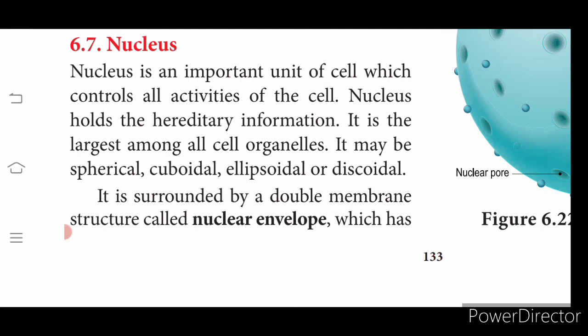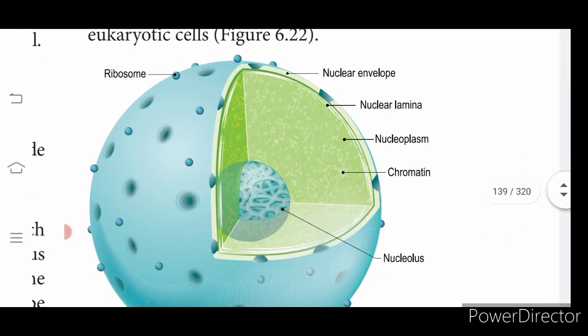It is a thread-like structure. It condenses, becomes thicker to form the chromosome. This chromosome will have genes. These genes are responsible for hereditary information. It is the largest among cell organelles. Compared to all the other cell organelles, the nucleus is largest. It may be spherical, cuboidal, ellipsoid or discoidal. These are the shapes of the nucleus. It is surrounded by a double membrane. It is called the nuclear envelope. See here, it is covered by the nuclear envelope and it is having some pores on top. That is called the nuclear pore.